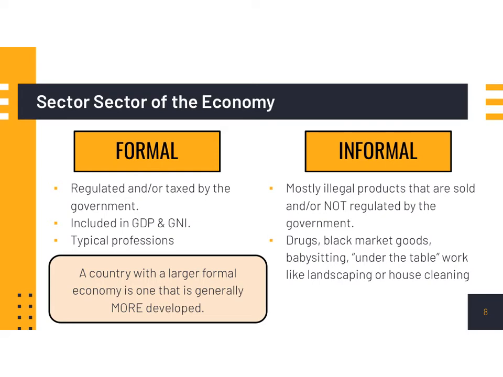Okay, so we have sectors of the economy, and we have two different types of sectors. We have formal sector and informal sector. So formal sector is most of the business that happens within a country. And in a developed country, the vast majority of the business is formal. But in a more developed country, it still has informal sectors. So informal sector is going to be illegal trade like the drug trade or prostitution.